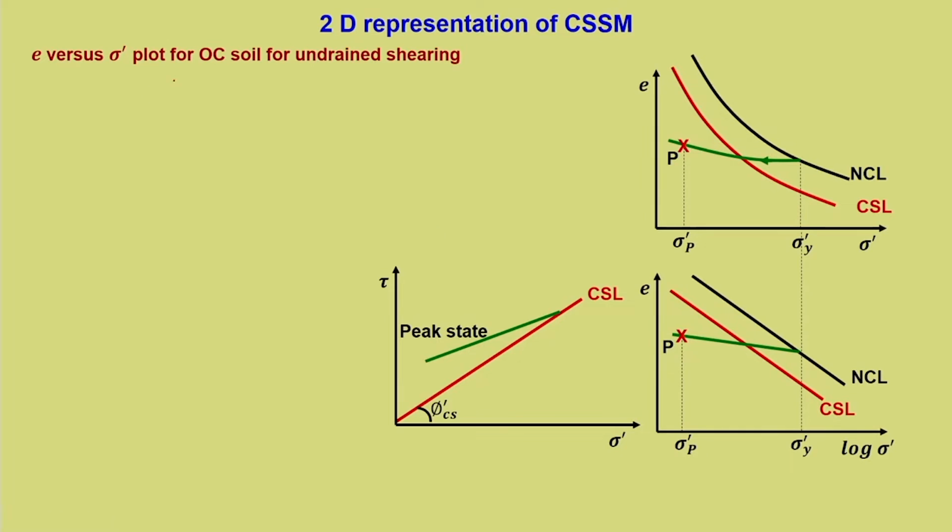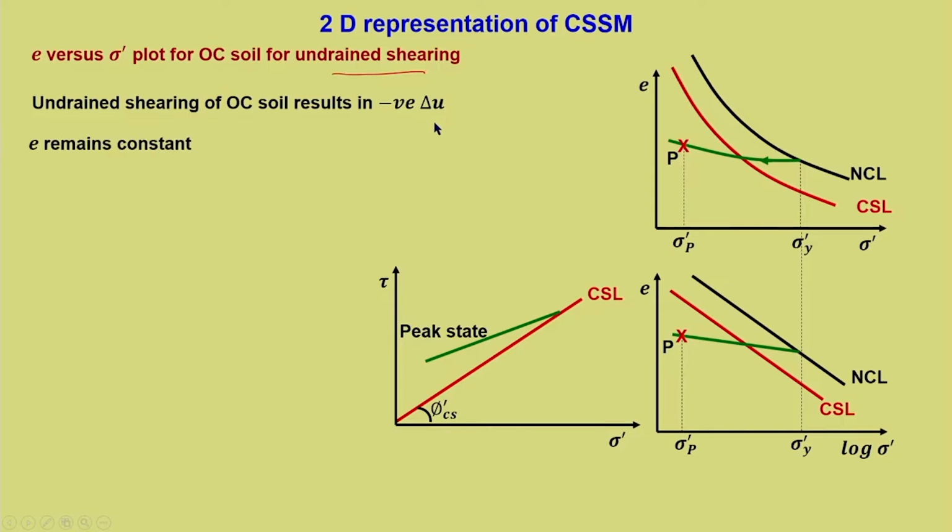Now, the e versus log sigma dash plot for OC soil for undrained shearing. We have discussed the drained characteristics. Now, what will happen in undrained shearing of OC? Since OC has a tendency to dilate, the corresponding result in undrained shearing will be negative pore water pressure. This we have already seen.